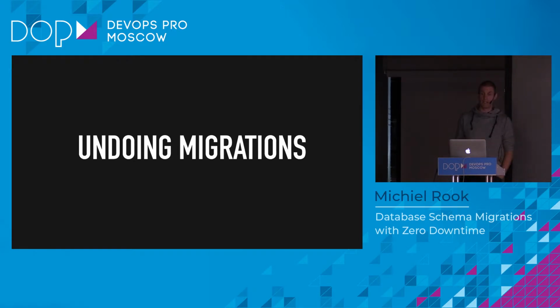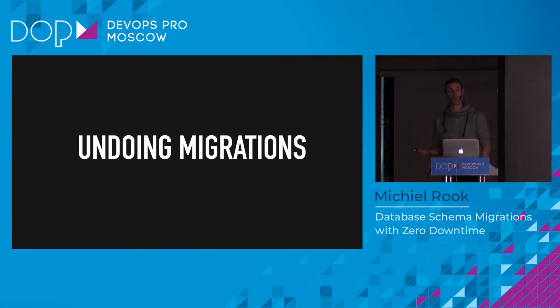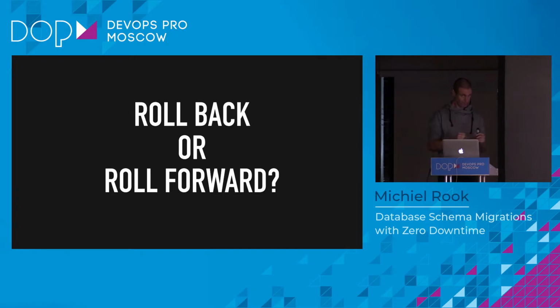Flyway does not support it in the free version. In the pro version it does. Other tools like Liquibase and Doctrine and more tools, they actually support it by default. But should we do that? Undoing migrations is all about the question, do we actually roll back or roll forward? Rolling back a change that failed, or do we fix a change that failed?